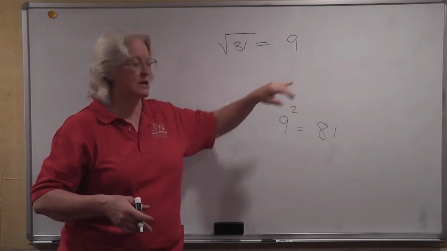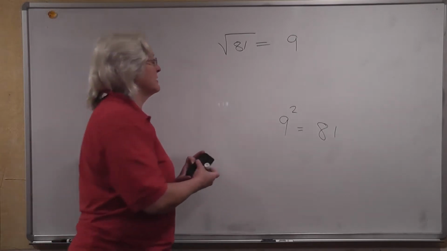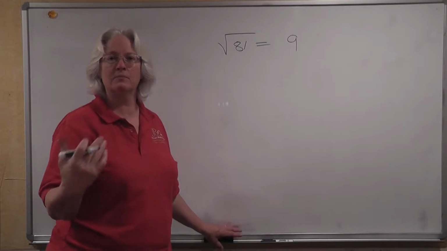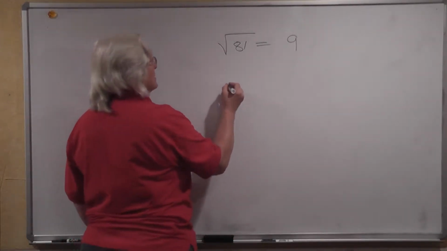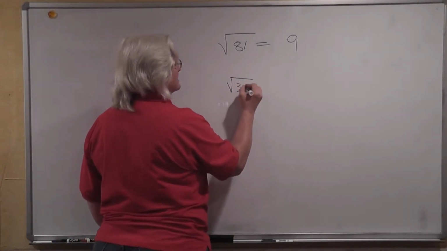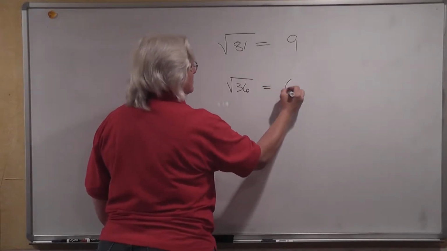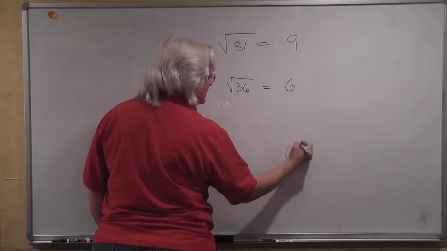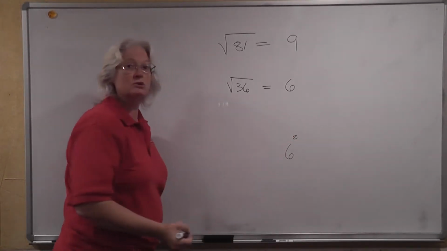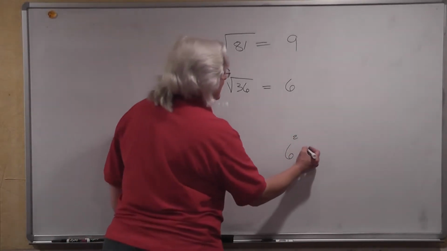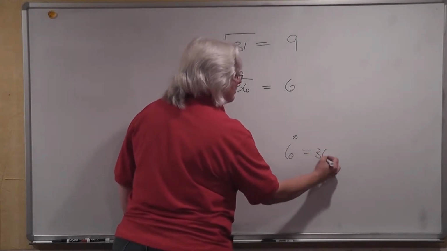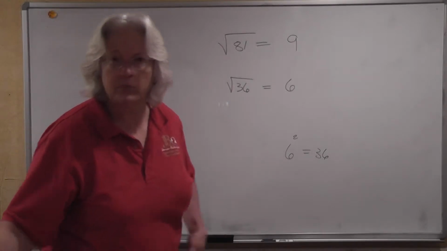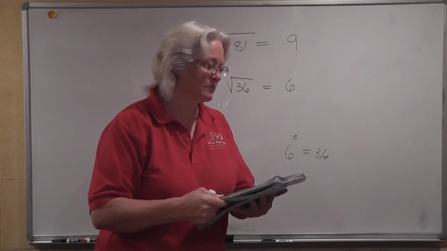This is the multiplication fact. 9 times 9 is 81. 10 times 10 is 100. 6 times 6 is 36. So the square root of 36 would be the number 6 because when you take 6 and you square it, you end up with 36. So that's what they're talking about with this terminology in your book. Let's go ahead and continue.